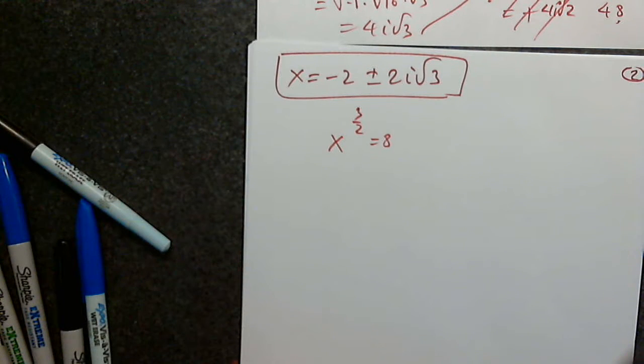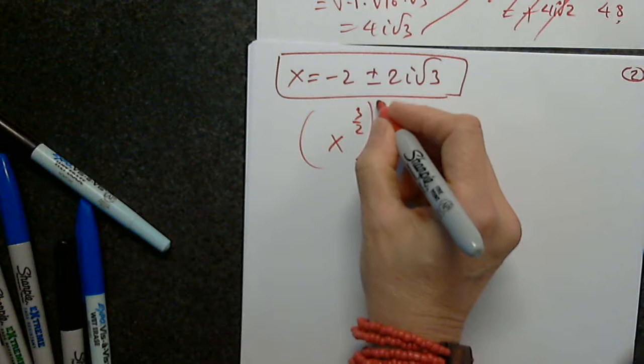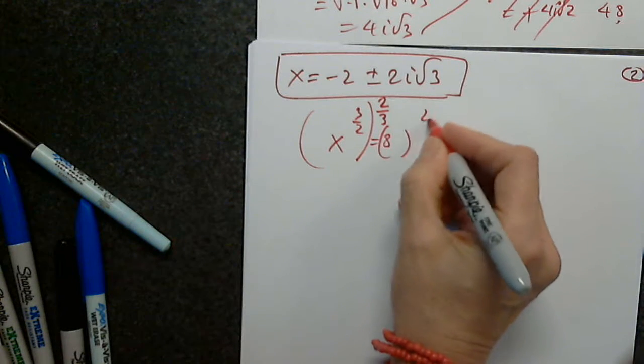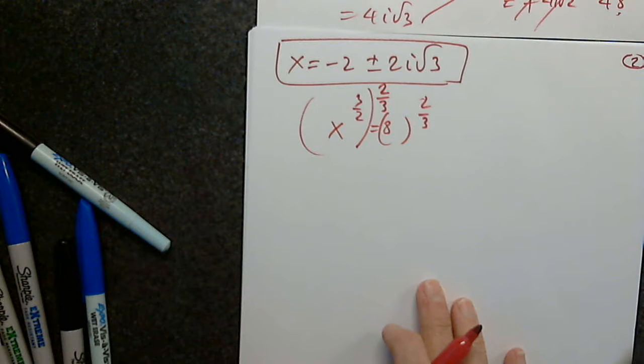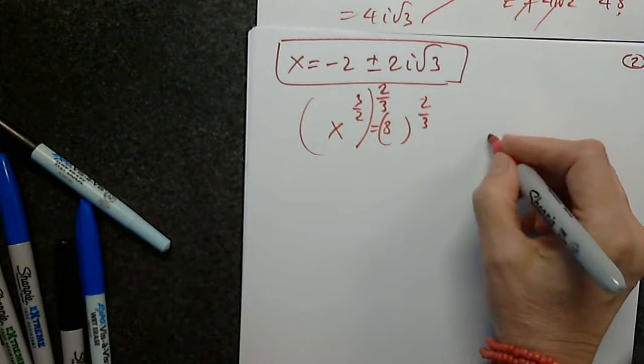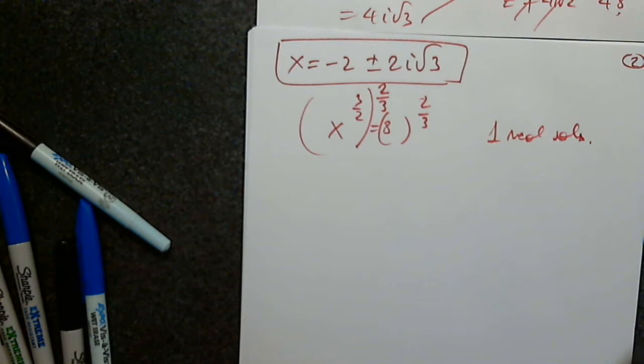x to the 3 over 2 multiplied by 2 over 3. You mean raised to a power. You cannot multiply. Okay. So you want to say 2 over 3 here and 2 over 3 here. Very good. Then I cancel on this side, I cancel both sides. Right, the 3 cancels. But you only get one real solution. You will not get the imaginary solutions.